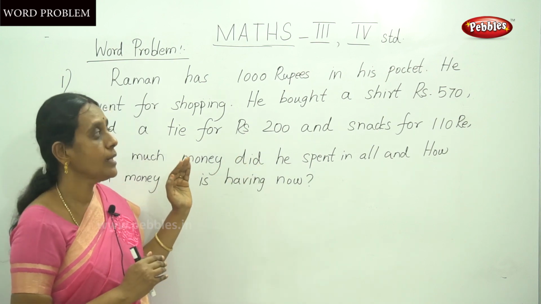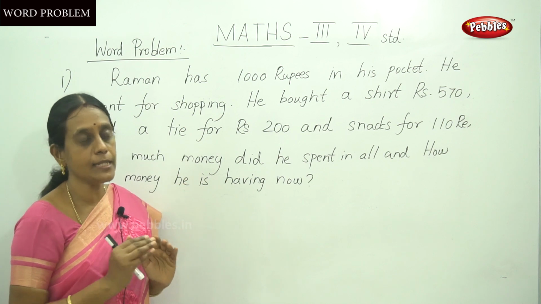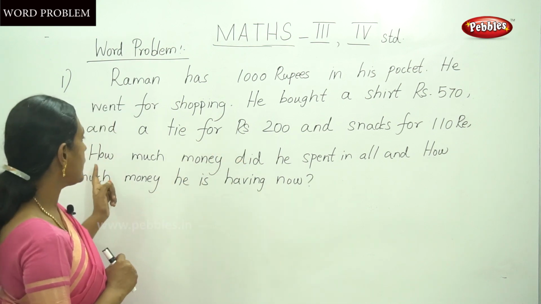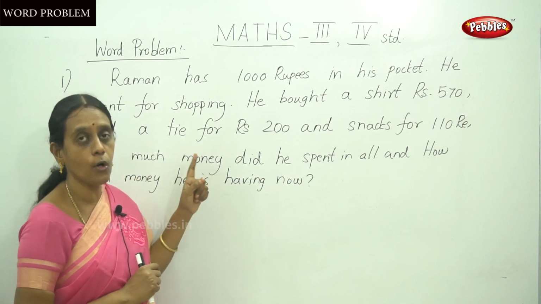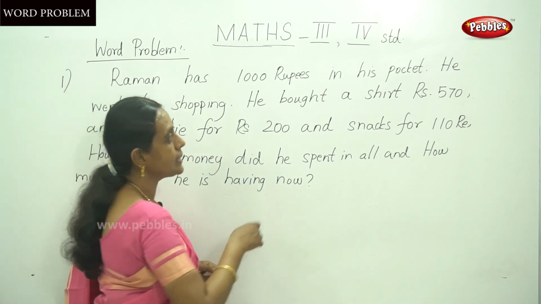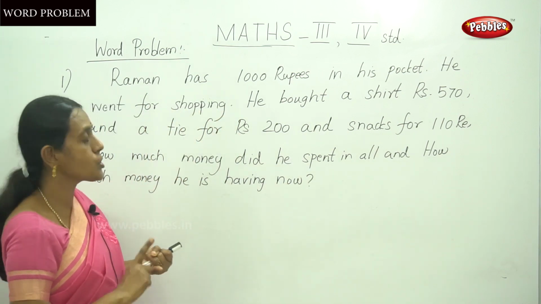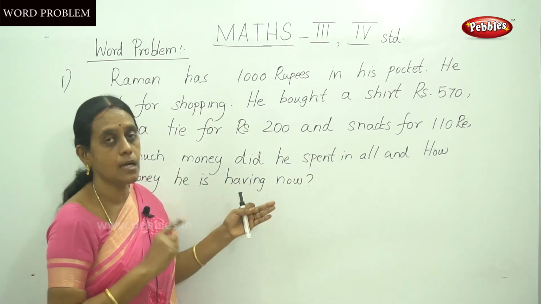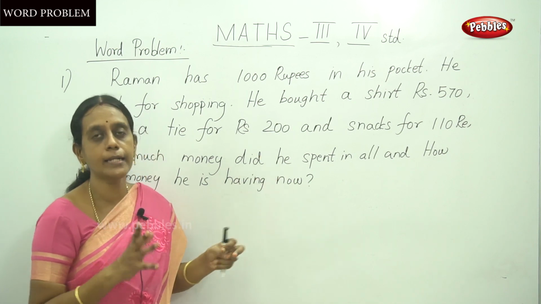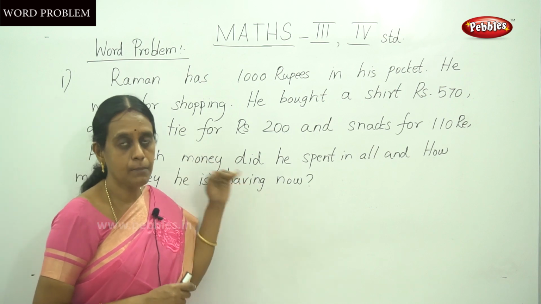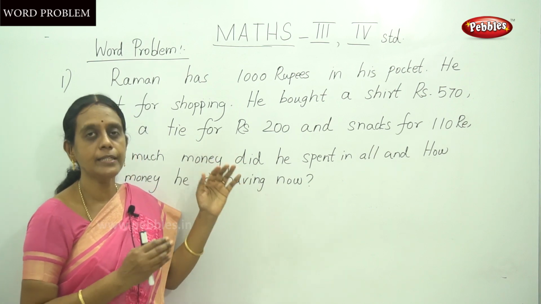So in total he bought 3 things: a shirt, a tie and snacks. And how much money did he spend in all? That means you have to add these 3 numbers: the cost of the shirt, the cost of the tie and the amount spent for snacks, that is 110. Totally you have to add these 3 numbers and find the answer.